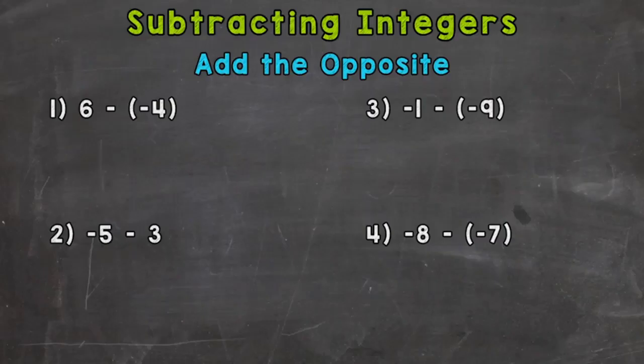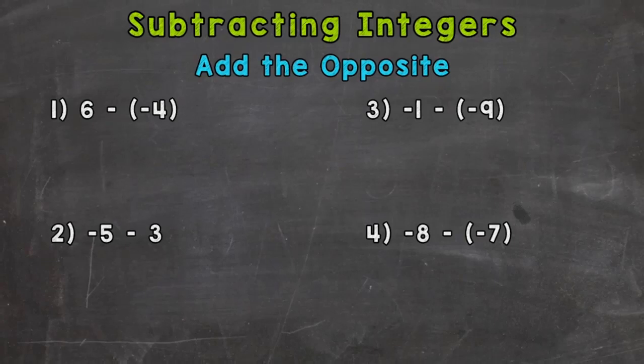Our first example is 6 minus negative 4. 6 is our minuend and negative 4 is our subtrahend. Now, let's add the minuend to the opposite of the subtrahend, which is positive 4. That will give us the sum of positive 10.